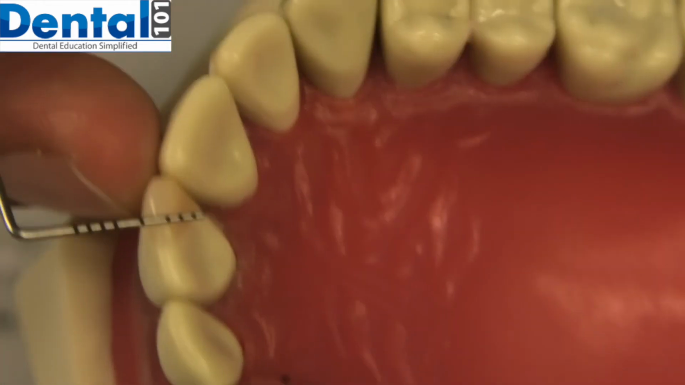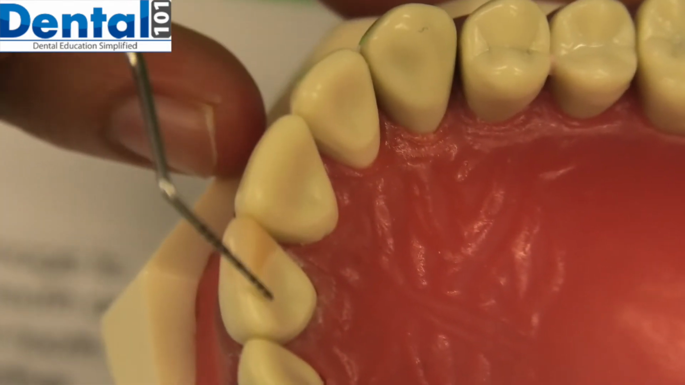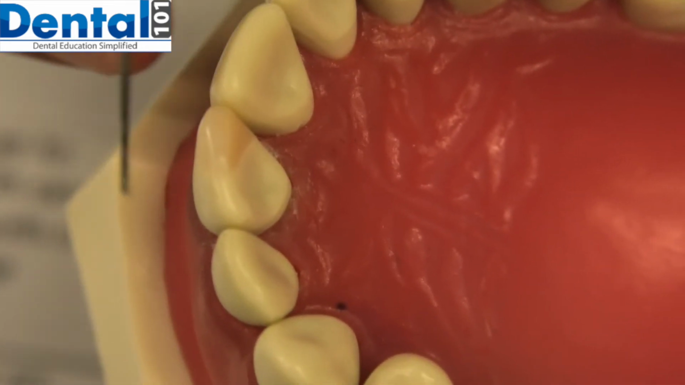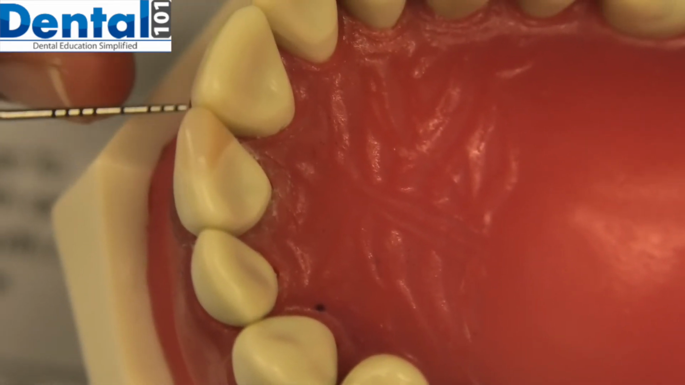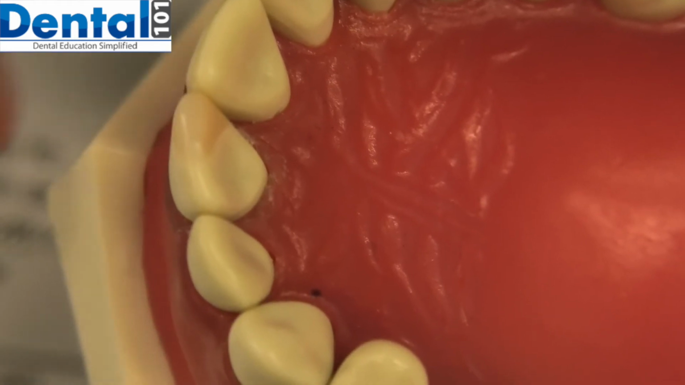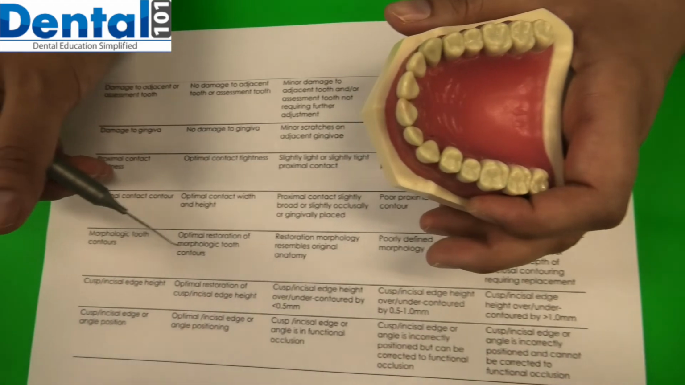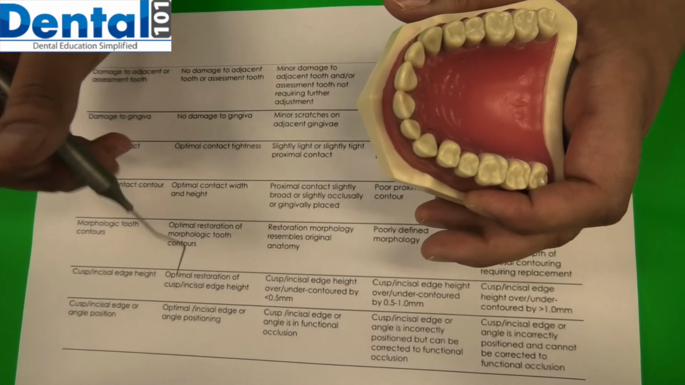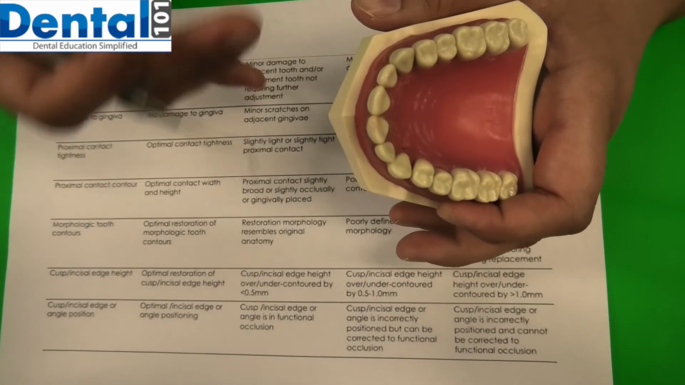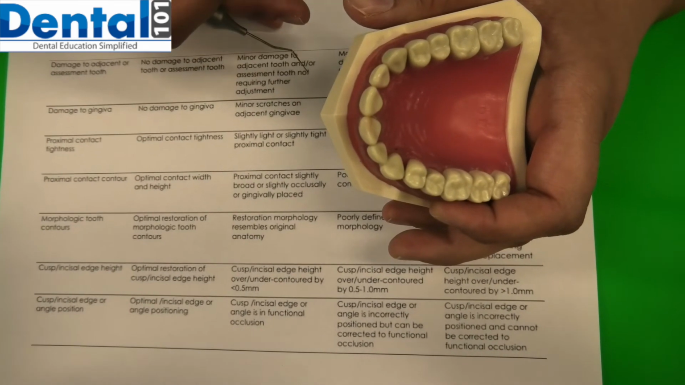And from the incisal as well, so it's the same thickness all along the tooth restoration, and from all sides it follows the original tooth anatomy, so it will come under optimal restoration of morphological tooth contours. But if it generally resembles it, then it will come under satisfactory.